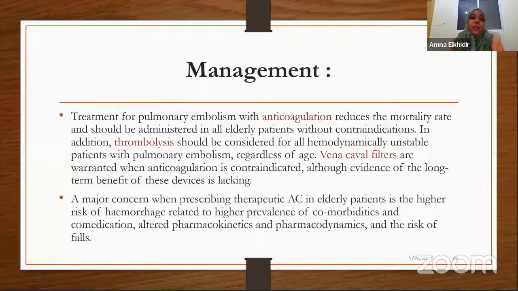The management of PE starts with anticoagulation to reduce mortality. Thrombolysis, we add it if the patient is hemodynamically unstable. Vena cava filters are usually indicated when anticoagulation is contraindicated. A major concern when prescribing therapeutic anticoagulation in the elderly is the risk of hemorrhage, but actually the risk of death from hemorrhage is far less than the risk of death from PE. So we start anticoagulation.